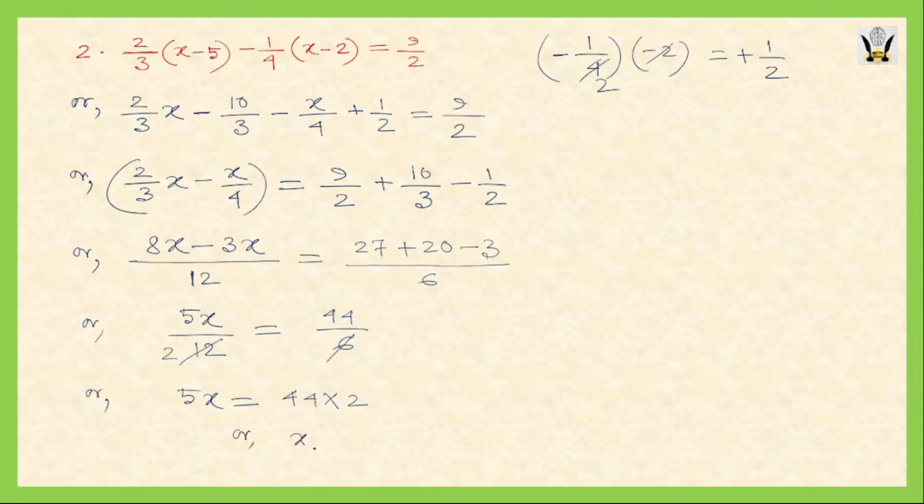So now x will be what? 44 multiplied by 2, 88, and then divided by 5. So this is the final solution of this linear equation.